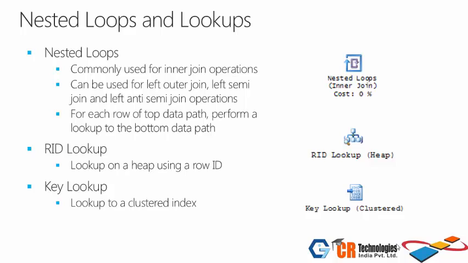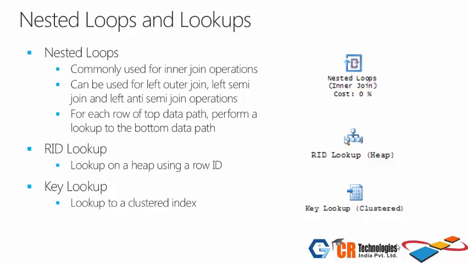RID lookup is when you're trying to find data on a heap. You've got the address, you know which row, you know which page, you need to go and read that row from that page. We refer to that as a RID lookup. This happens only on the heap. A key lookup is when your data is not stored on a heap but in a clustered index, and your where condition is using a non-clustered index, which throws up the clustering key.